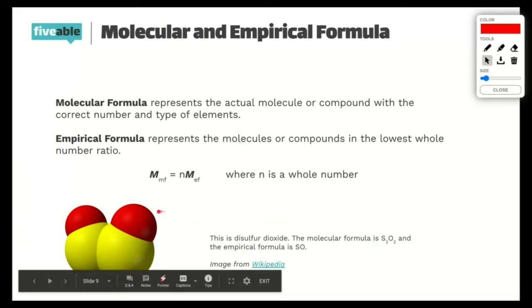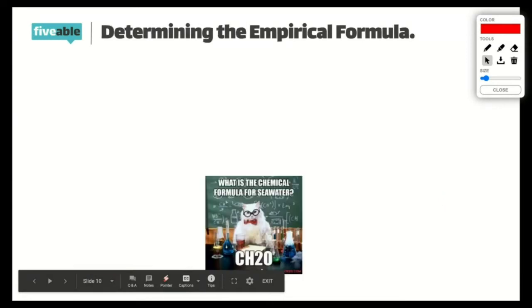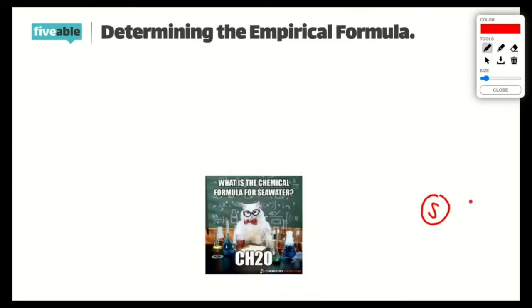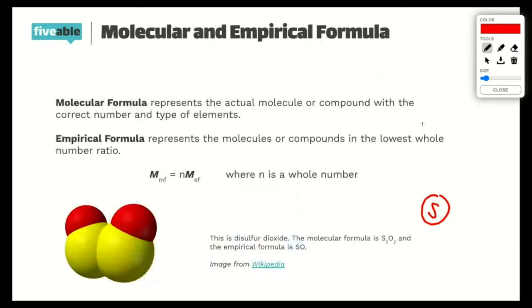For example, S2O2, disulfur dioxide, which is pictured down below here. Now, the empirical formula for disulfur dioxide is SO. There's one sulfur for every one oxygen. But SO, excuse me, would be its own thing. SO would be like a sulfur atom bonded to an oxygen atom. I don't know why it skipped there. Sorry about that.